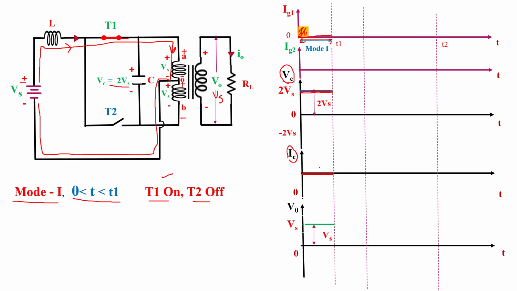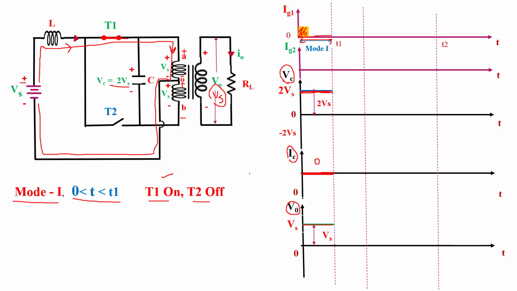So capacitor current is 0. Here we draw capacitor current is 0 this time. Okay. Now we draw the waveform of output voltage. So output voltage this time is equal to Vs. Here we draw the waveform of output voltage. The magnitude of output voltage is Vs.